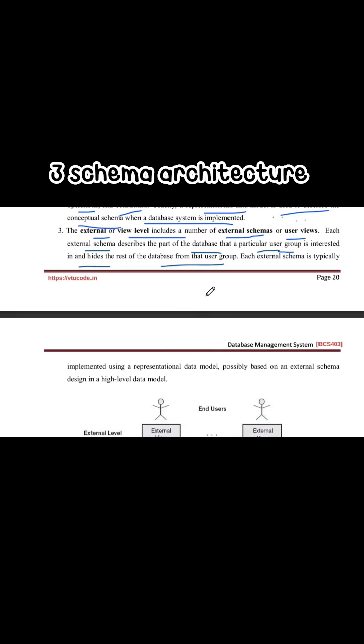For example, a HOD sees columns like USN, name, attendance, whereas accounts sees USN, fees paid, and the student sees only their data.